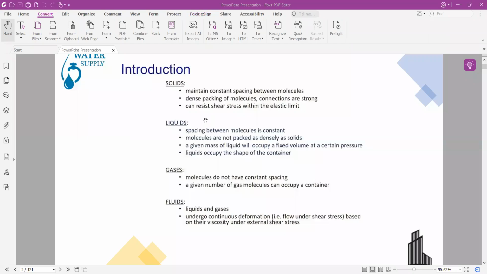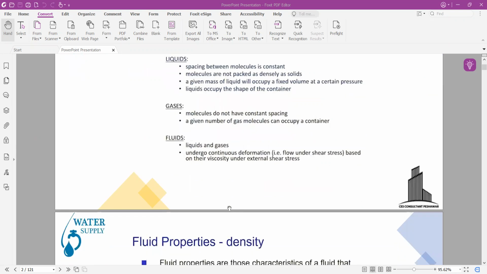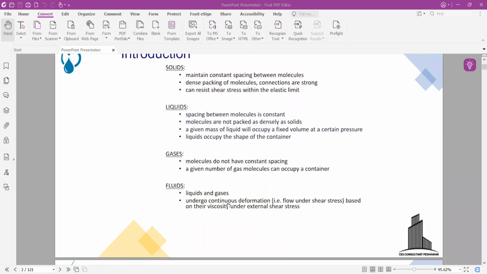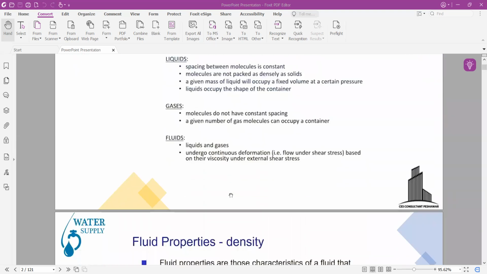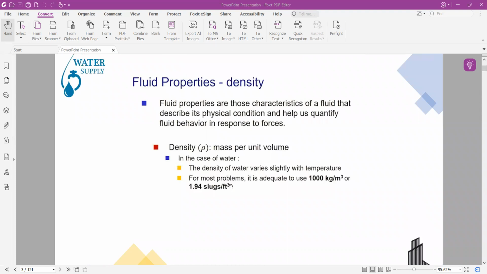Okay. So I added this slide just for the sake of fun. You all know about the properties of solid, liquid, gas, fluid. But one thing should be remembered: the solid can resist shear stress within the elastic limit, while the fluid undergoes continuous deformation, flow, under shear stress based on the viscosity under external shear stress. So fluid cannot resist the shear stress, while the solid can resist the shear stress within the elastic limit. So these are some basic properties I mentioned here just for the reminder.